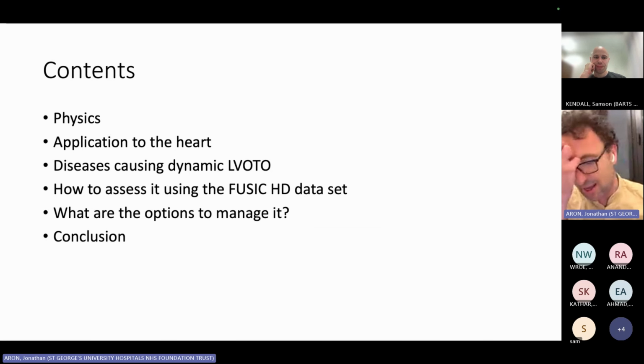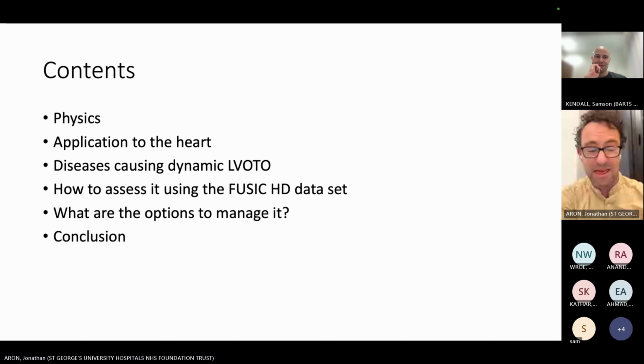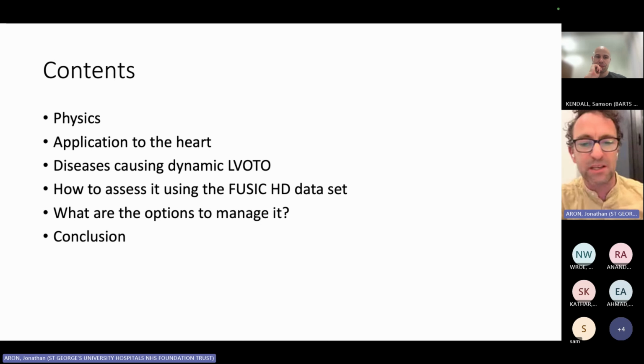I apologize, there has to be a bit of physics to it, and then we'll talk about how it applies to the heart. We'll talk a bit about left ventricular outflow tract obstruction, and I apologize in advance for my diagrams that look like a 5-year-old has drawn them, but hopefully they illustrate the points. We'll go through the FUSIC HD data set, look at a couple of examples, and try and integrate it into a clinical case and clinical management options.